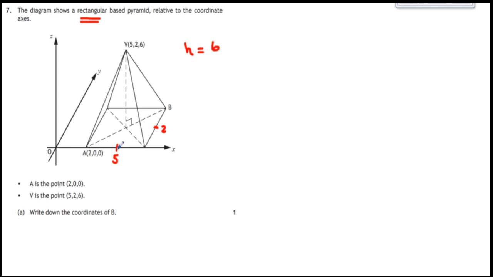Now, going from 2 to 5 is going up 3 in the x-axis, so I've got to go up another 3, which would take me to 8 to get to that point in your pyramid. On the y value, it goes back 2 to the midpoint, so to get to B, it must go back 4. Piecing all of that together, starting at the origin, to get to B I've got to go across 8 in the x-axis and back 4 in the y-axis. It doesn't come out from the page, there's no height for B as it's sitting in the base, so it's got to be (8, 4, 0).